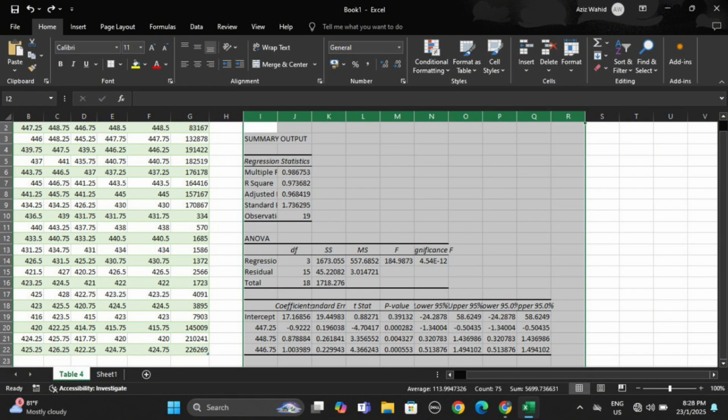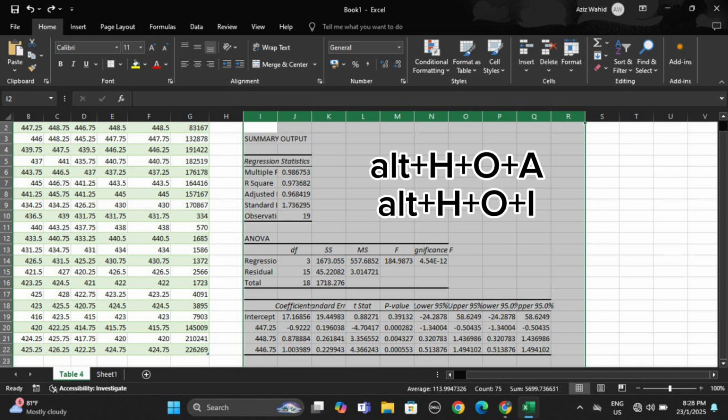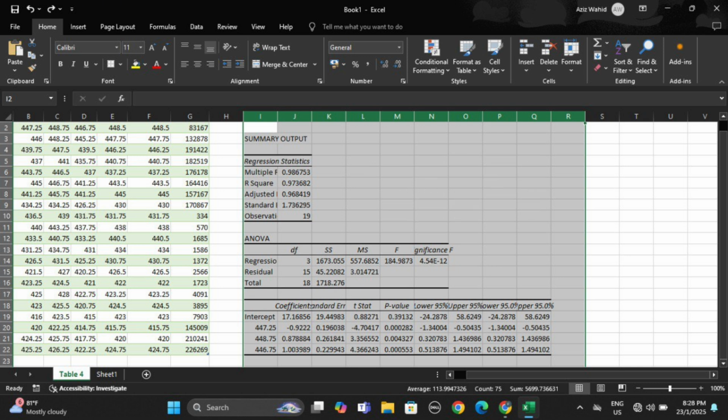Then after that, you will have your summary output. However, it is really hard to see your summary output. So what you need to do is press Alt, press H, press O, press A, and press Alt again, press H, press O, press I. It will make your table clearer to see.